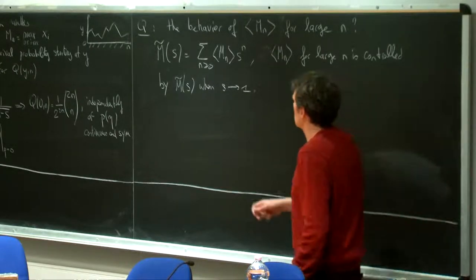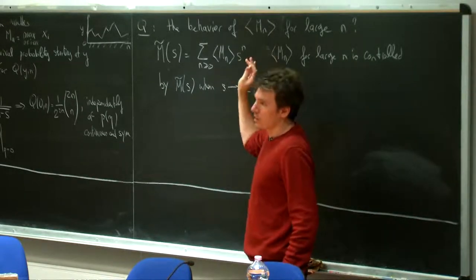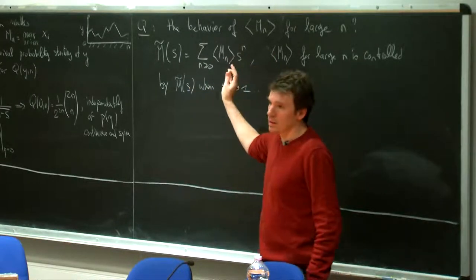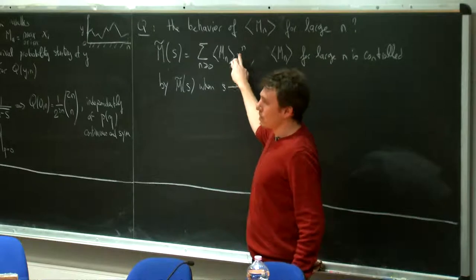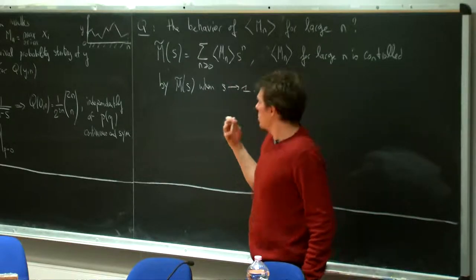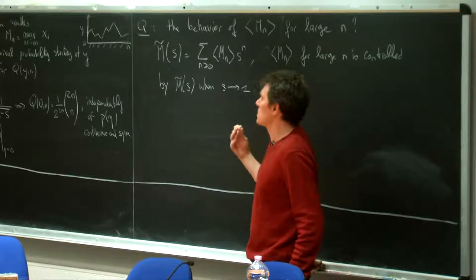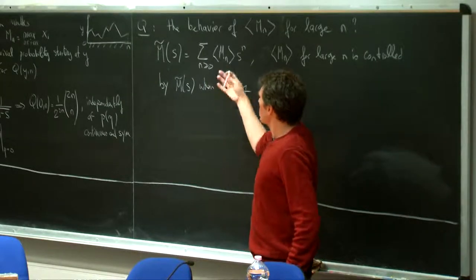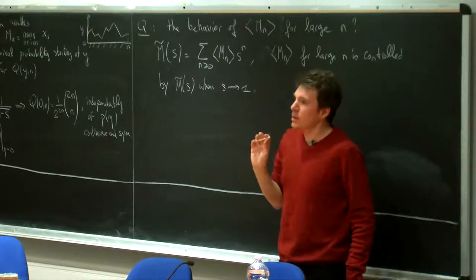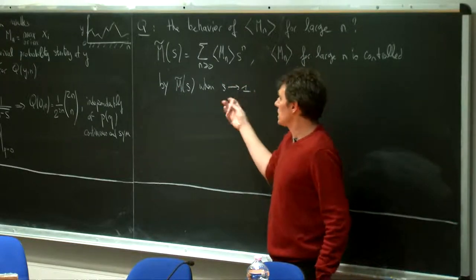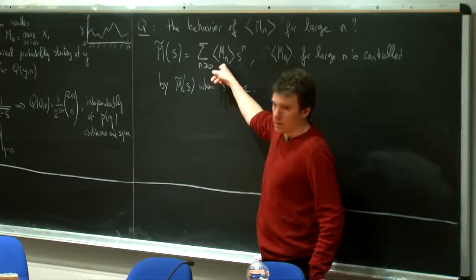As a consequence, when s is larger than 1, s to the n diverges exponentially, and eventually the series is not converging. On the other hand, if s is smaller than 1, this goes to 0 exponentially with n, and in that case the series is well defined. In most of the cases we have to deal with, M_n grows like a power law, and that means that the radius of convergence of this series is 1. So M tilde of s will be diverging when s goes to 1, and the way it diverges is controlled by the large n behavior of M_n.